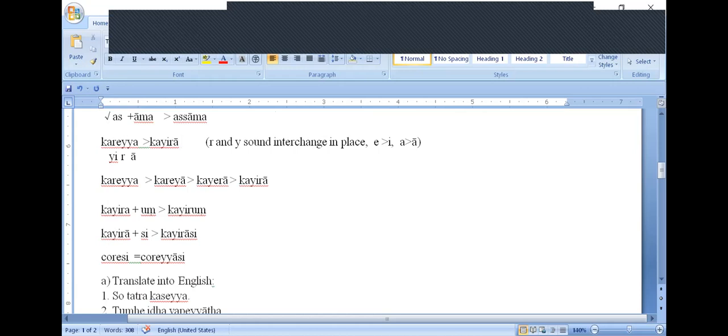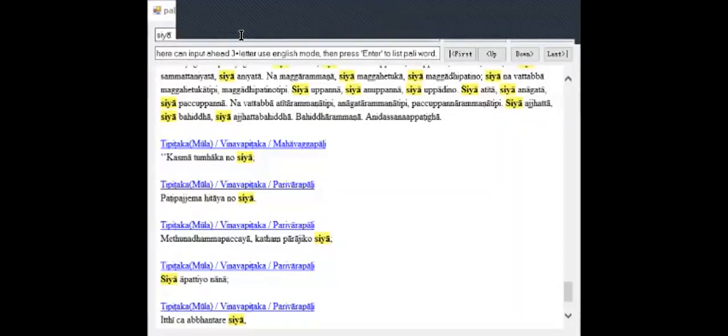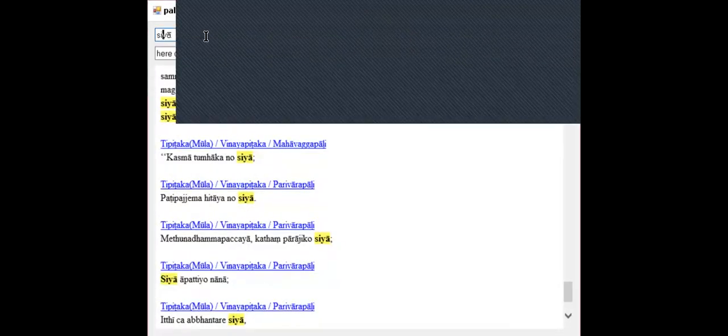That means it would be changing, like cho re si, also having the R? No, cho yi ra si. You have to check if the Tipitaka has this one. Okay, we can check. Sometimes it's good to let you all be curious. For the pronunciation, would it have more forms?